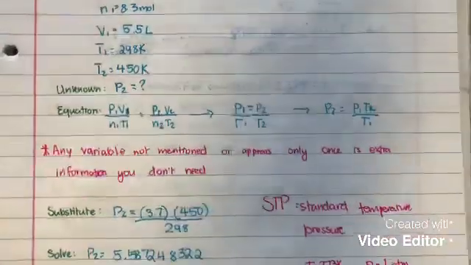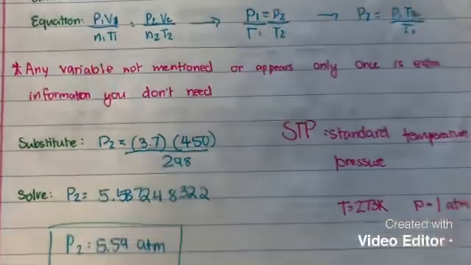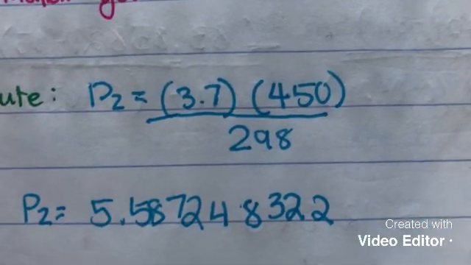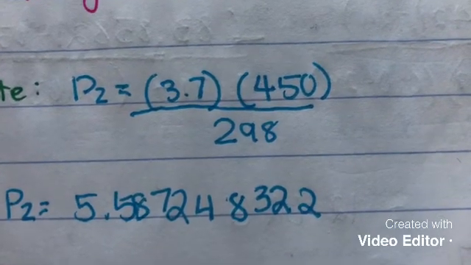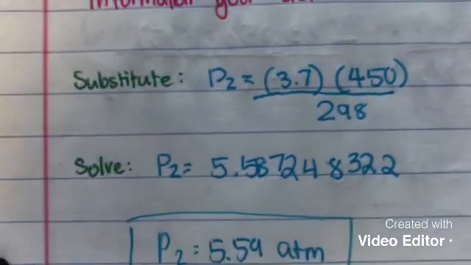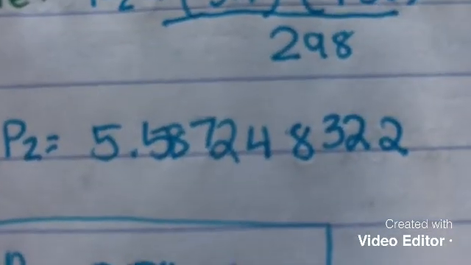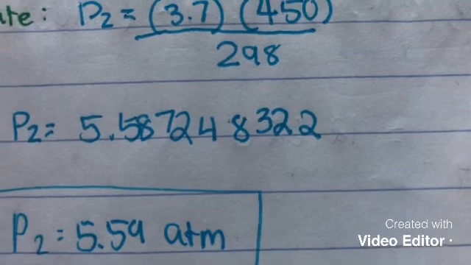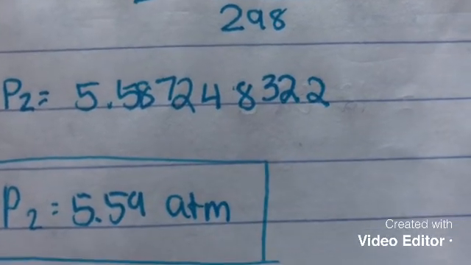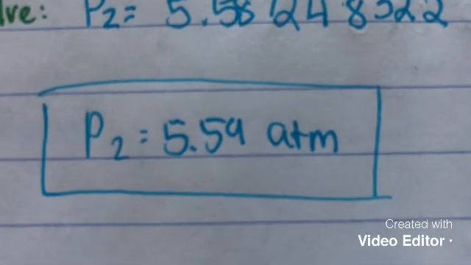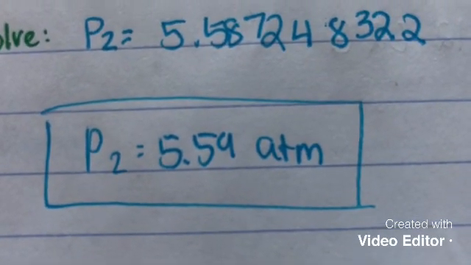So now we're going to solve for it, which is pretty simple. We just put in the numbers, which is substitution. So put 3.7 times 450 divided by 298. And then when we solve it, we can find our pressure, which is this ugly number. And then we always round it to the nearest hundredths, which is 5.59 atm, which is in pressure. And that's what we want because it's the final pressure.